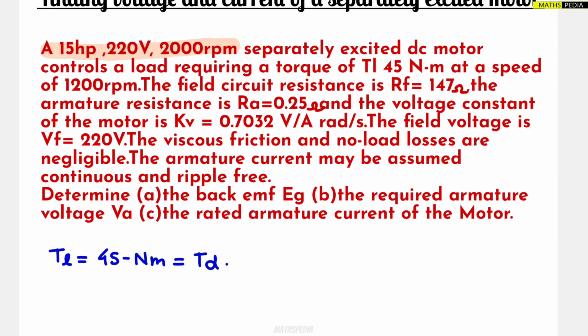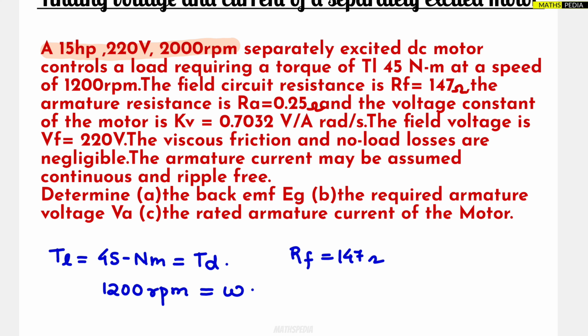So this is the main thing, and we are going to take whatever speed it is running at, which is 1200 rpm. What you are going to write is omega, the speed of the motor. Instead of writing n, we denote it as omega, the speed of the motor at which it is running now. Next, the field resistance is also given. Rf is equal to 147 ohm.